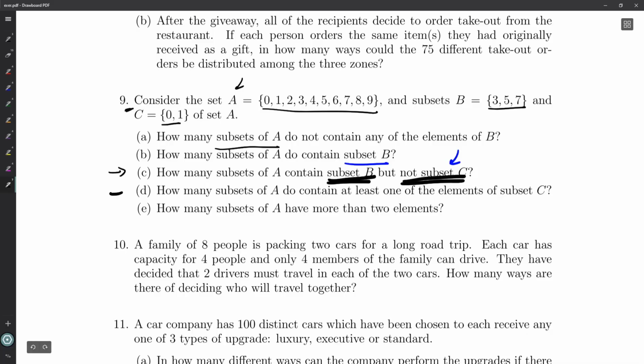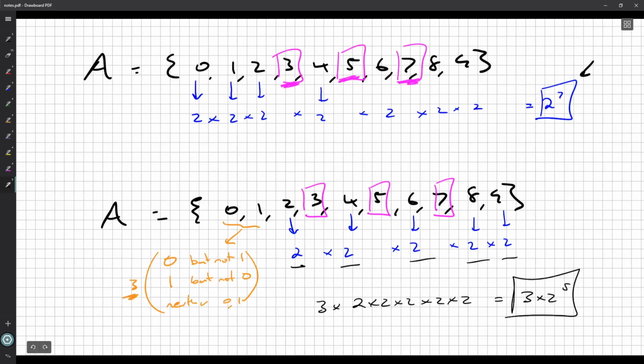And while we're at it, let's do D. How many subsets of A contain at least one of the elements of subset C? Okay, so this is similar to the sort of question we have already talked about, but how many possible subsets are there of A?